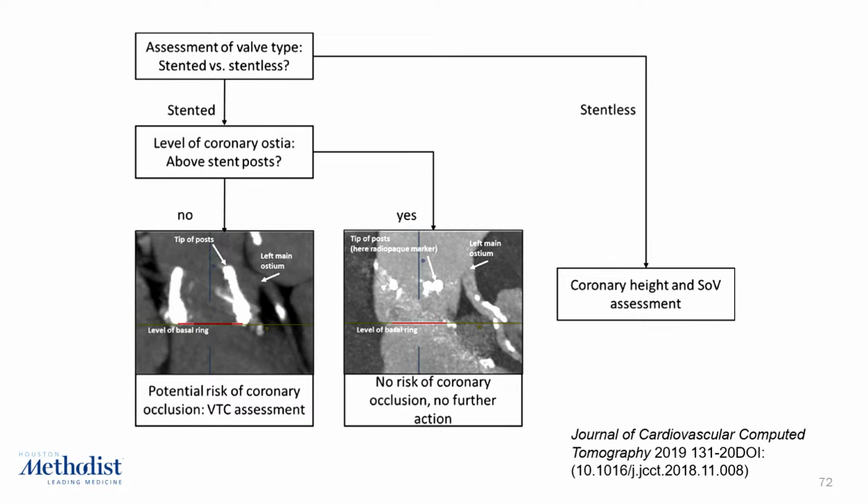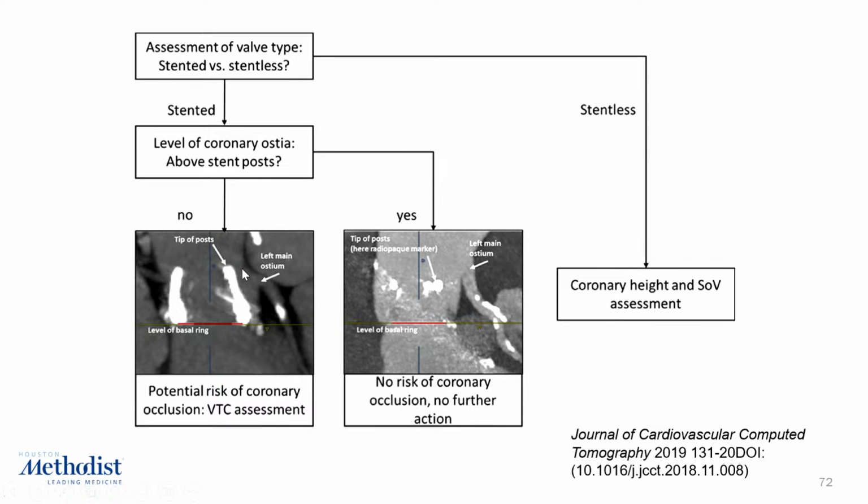So here's another way of looking at it. You assess the valve type. There's two types of TAVR valves: the stented ones and the stentless ones. If it's stentless, then you're good to go. You just do your coronary heights as you would with a native valve, and then you should be okay to proceed with that. If it's a stented valve, then you need to report this virtual ring to coronary ostia distance.